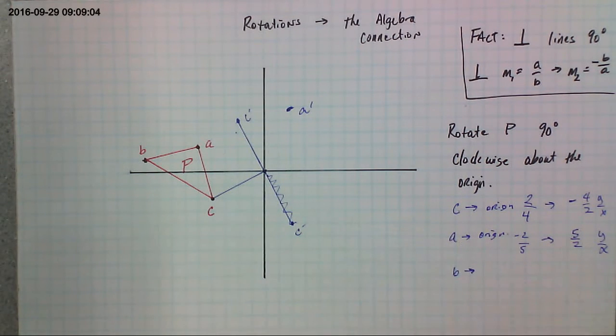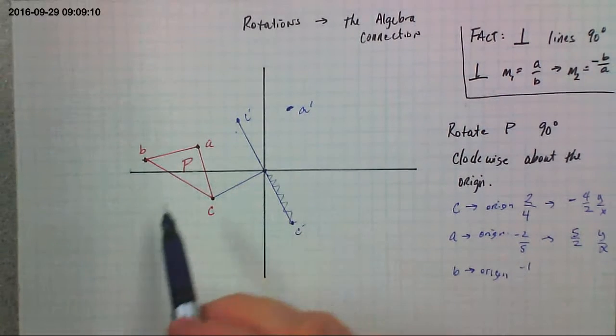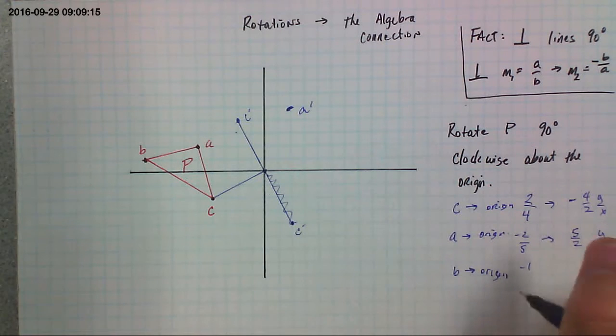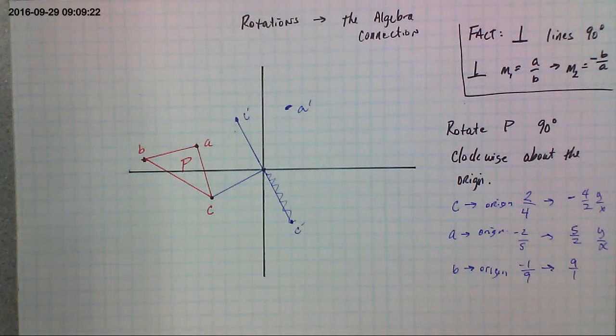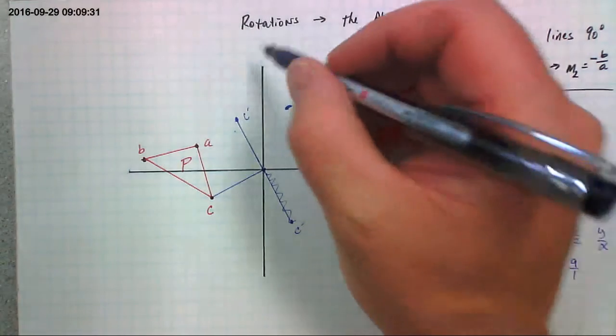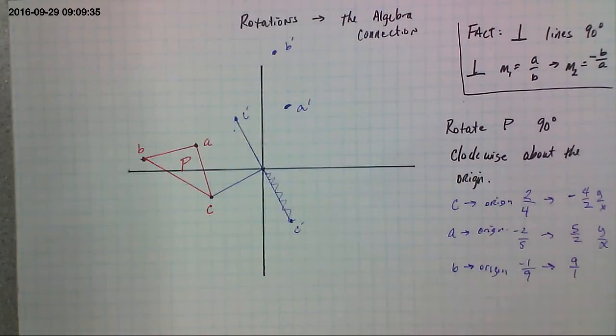From B to the origin, that's going to be down 1 and over 1, 2, 3, 4, 5, 6, 7, 8, 9. You follow me? Yes. And so the negative reciprocal of that is 9 over 1. So from the origin, I'm going to go up 9 and over 1. 1, 2, 3, 4, 5, 6, 7, 8, 9, and over 1. There's my shape.